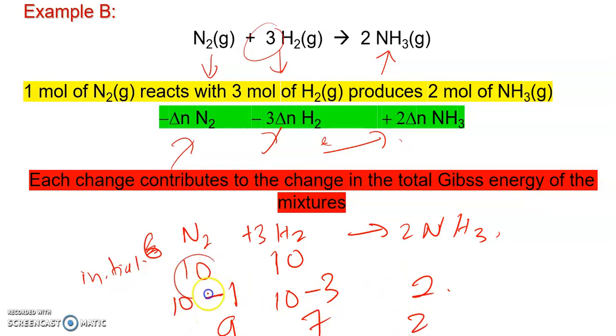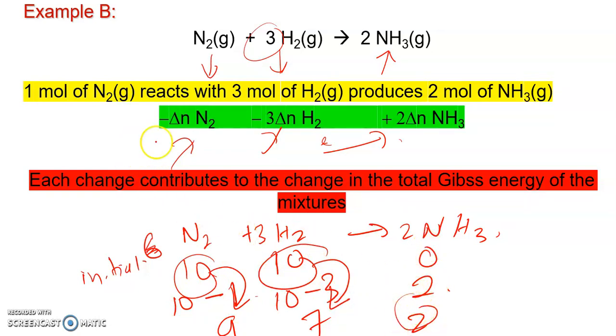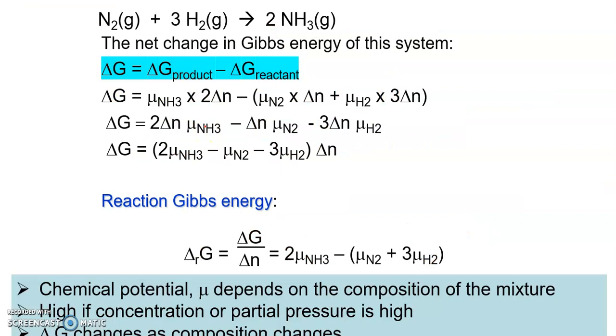Why this 10 to 9? Why this 10 equal to 7? Why from 0 to 2? Because of this change of each species when a reaction occurs. So there will be a change in the species at the early stage of the reaction and also the final stage of the reaction, because there will be a net change.